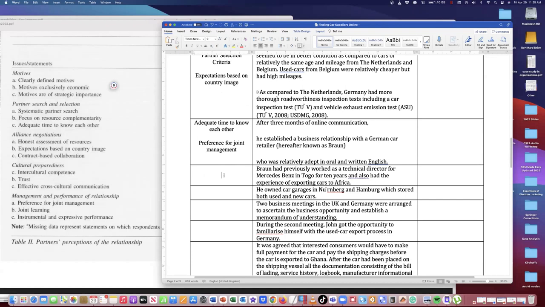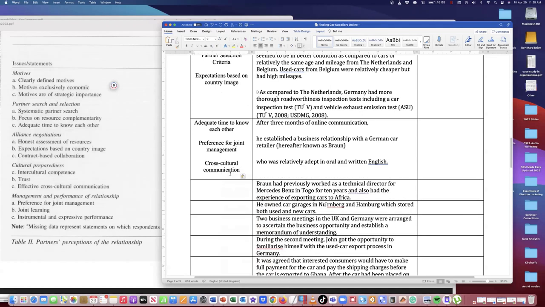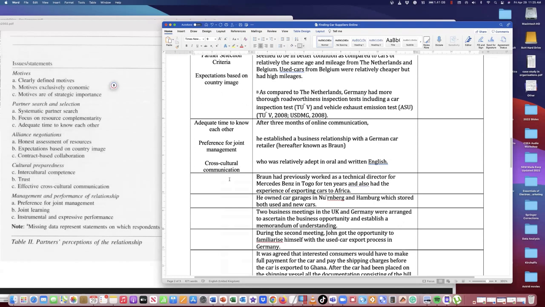Brown, we were talking about, who was relatively adept in oral and written English. That's preference for this one. The last one: instrumental in expressive performance. No, cross-cultural communication. Prof, I think it's intercultural competence. The Togo part is the intercultural competence. All right. Yeah.